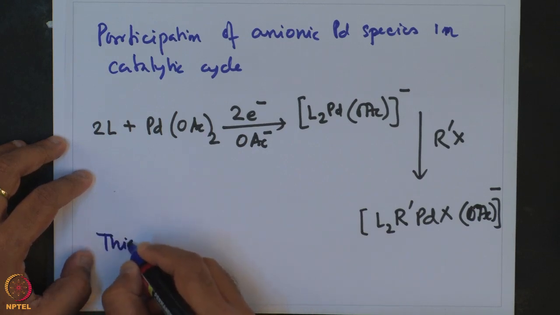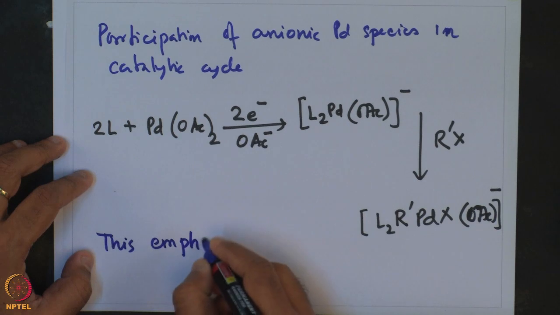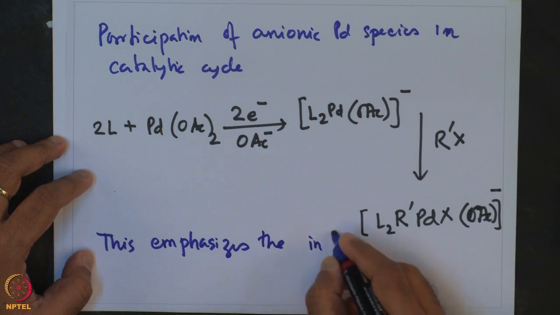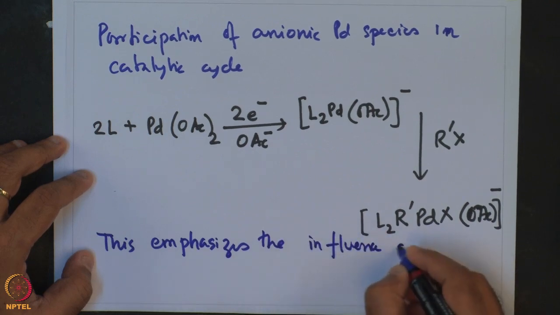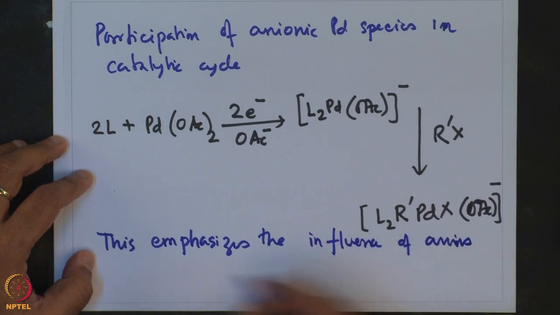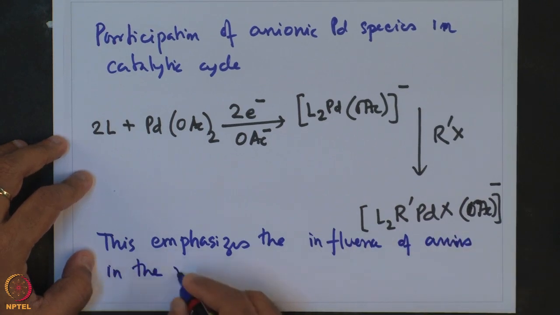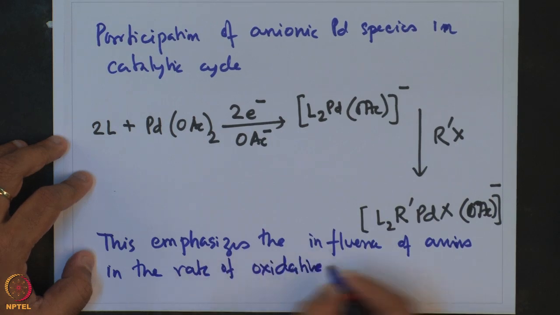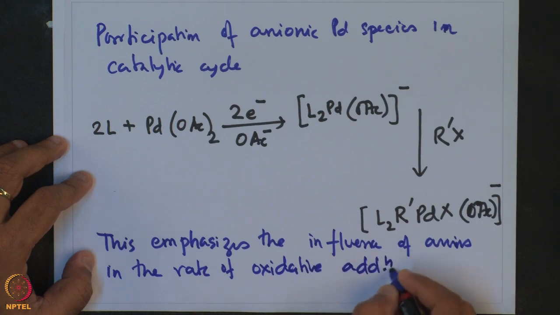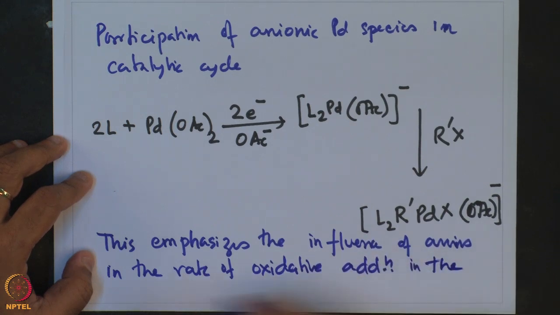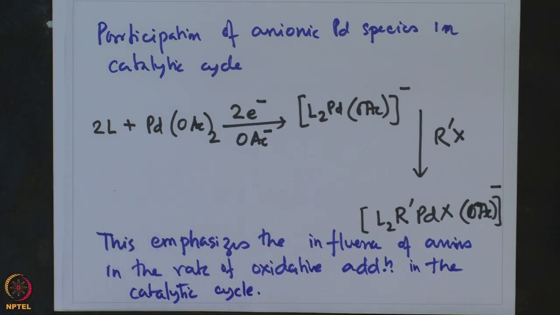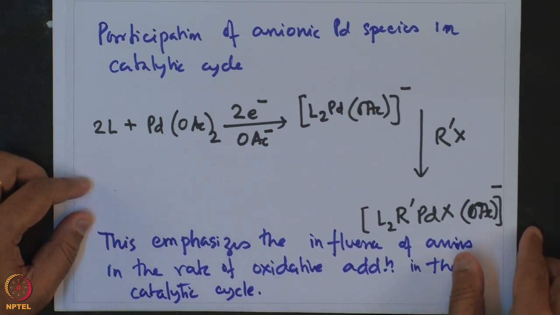So, this emphasizes the influence of anion in the rate of oxidative addition in the catalytic cycle. So, this is an interesting example.